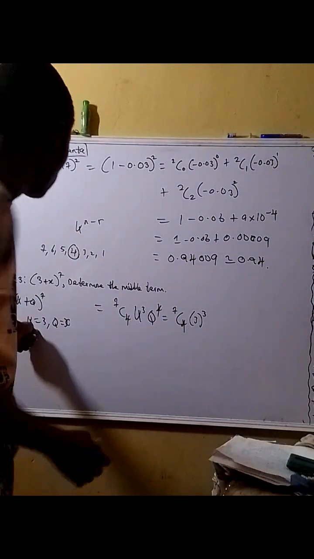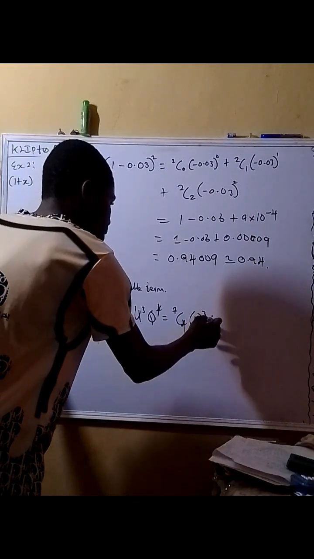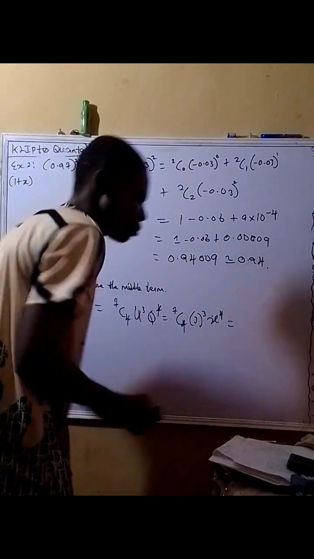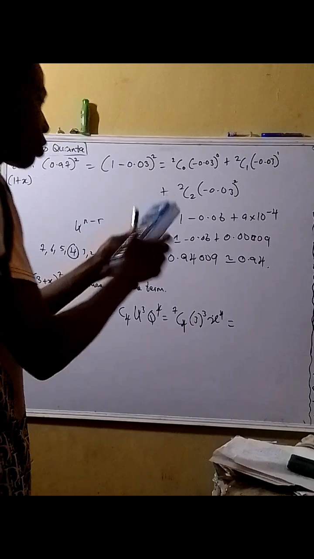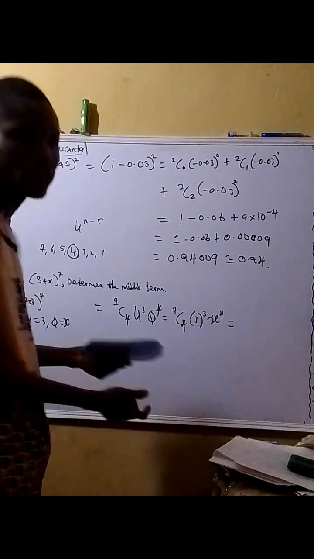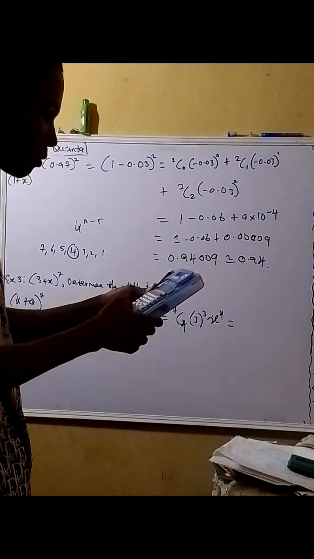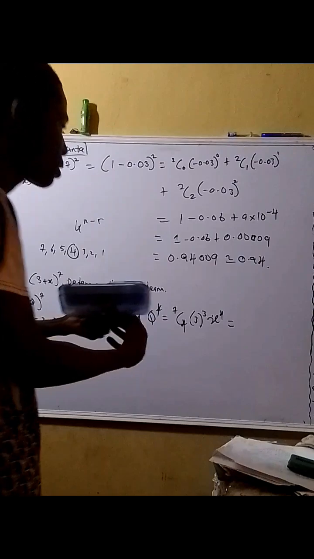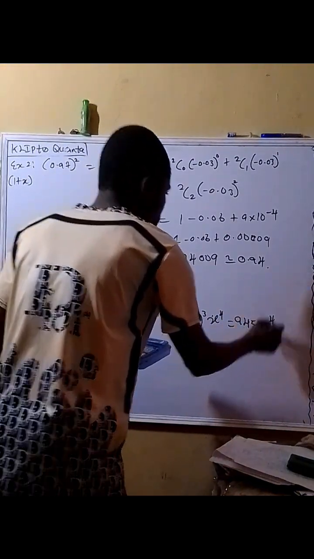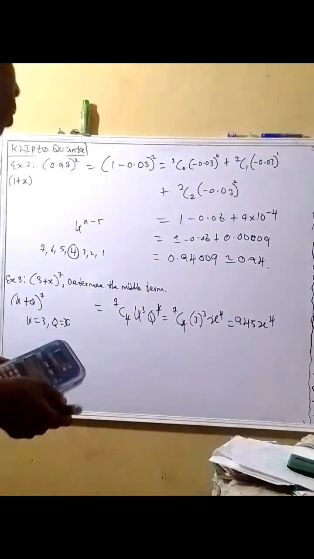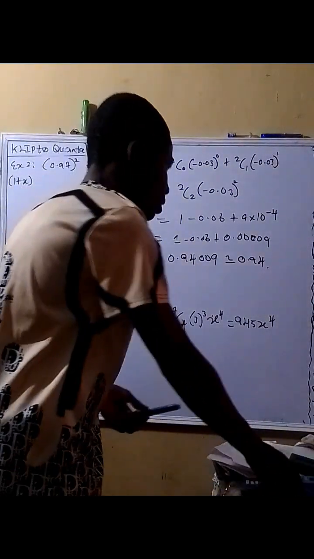Are you getting what I'm saying? 3 raised to power 3, then x raised to power 4. So this will be equal to 7 combination 4, that gives us 35, and 3 raised to power 3 will be 27. So 35 times 27 gives us 945, x raised to power 4. So that is our answer. Are you getting what I'm saying?